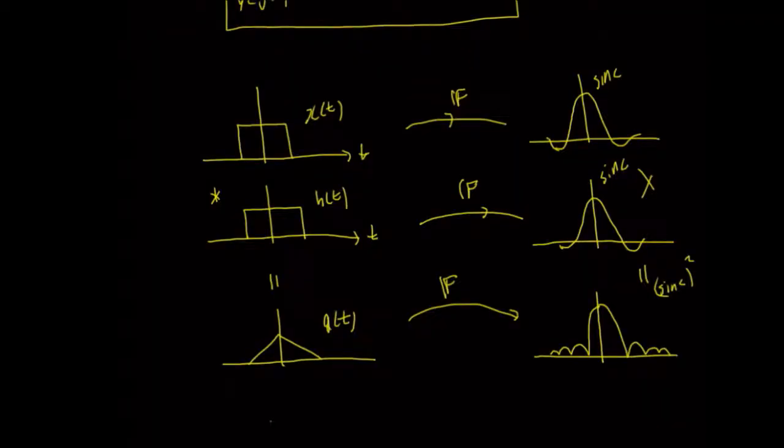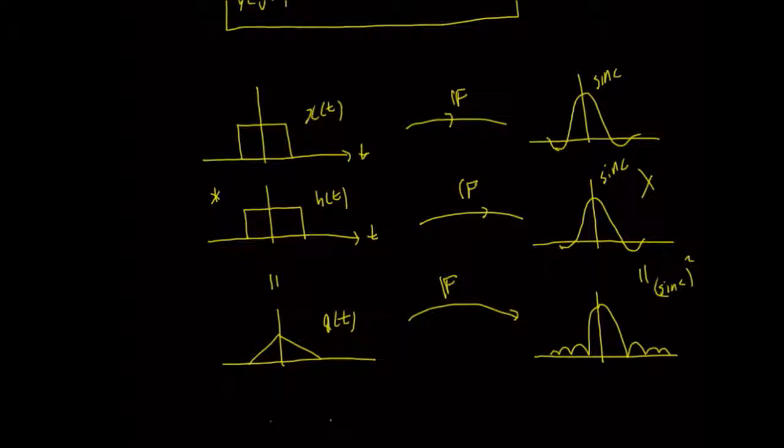Now the sinc squared should be equivalent to taking the Fourier transform of the triangular wave. If it is, then we know that everything's okay. So we'll take the Fourier transform of the triangular wave. Again, I've got that up here. Triangular Fourier transform. There we go.